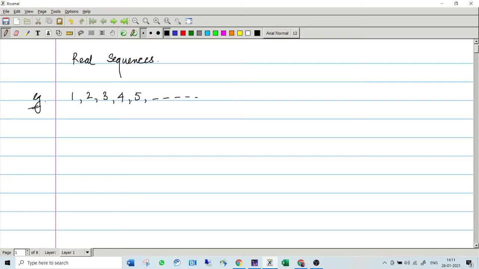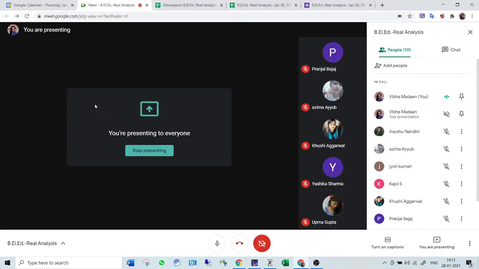Means what do you have? You have the number 1. Then at the second place you have number 2. At the third place you have number 3. Then 4. Then 5. So basically you are following a pattern in which you are placing your numbers according to the places, right? So this can be written as a sequence of real numbers in the sense that the first place has the number 1, the second place has the number 2, the third place has the number 3, and so on.